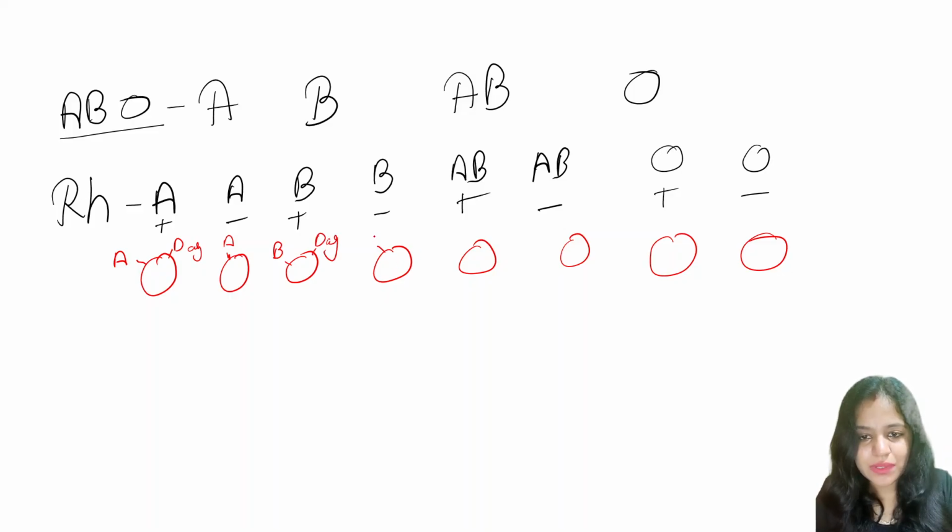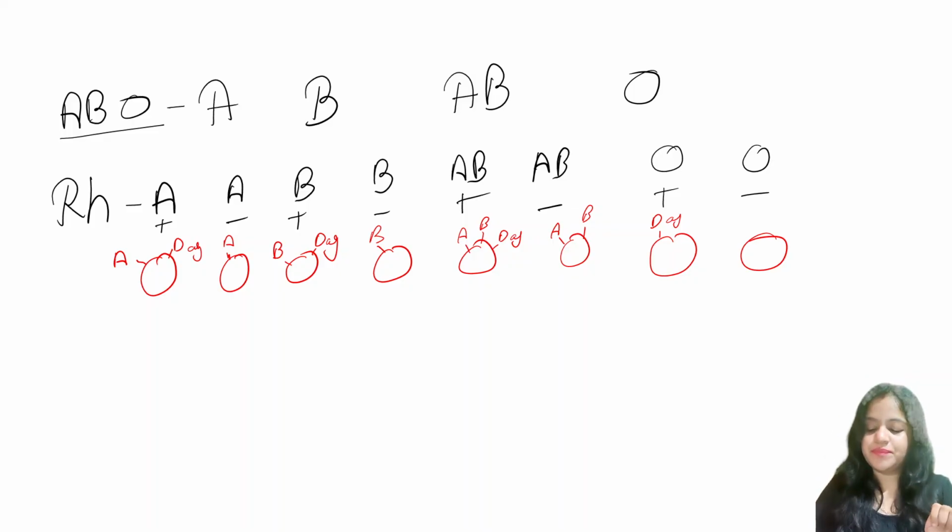B negative has only B antigen. AB positive will have A antigen, B antigen and D antigen. AB negative will only have A and B antigen. O positive will only have D antigen. O negative, nothing. So among all of them, which was your universal donor?